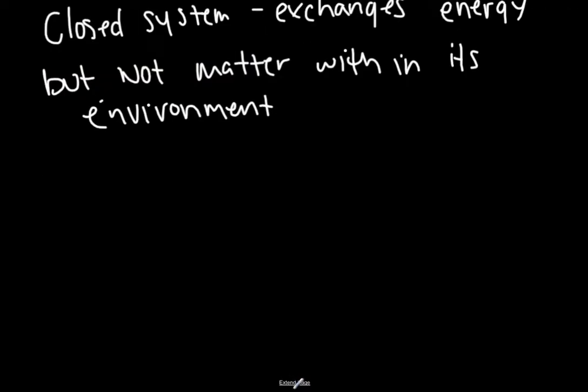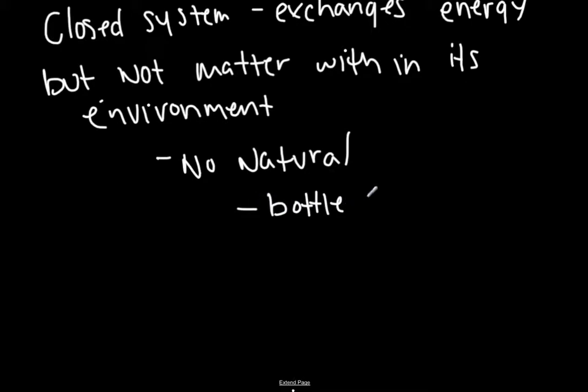There aren't any realistic examples of a closed system, so there's no natural ones. But if you want to think about things like bottle gardens, or if you have an aquarium and you close the lid off, it's still getting sunlight, it's still getting energy, but you're not sharing any things like oxygen and CO2. These are typically not balanced.